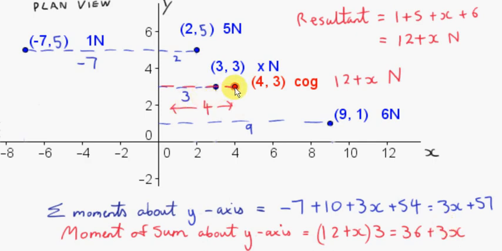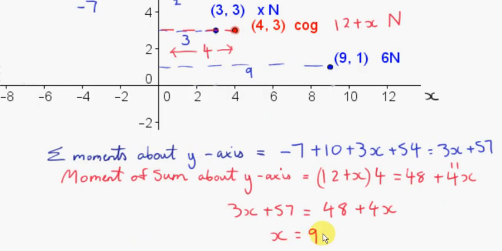I'm sorry, this distance is 4. It's given by the x value, of course. So we get 48 plus 4x. We equate these by the principle of moments. So we get x equals 9. That's the magnitude of the force at the point 3, 3.